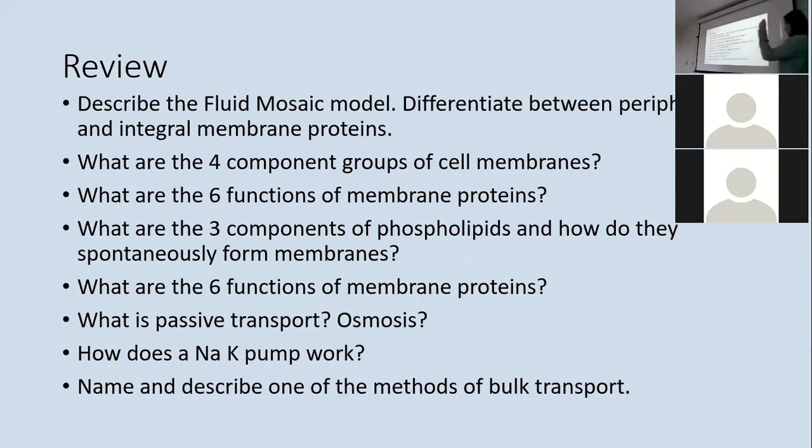Those name tag things hanging off the outside of a cell. So we have these four component groups that are all working together to build up these cell membranes. And then we talked about six functions of membrane proteins. What are some things that these membrane proteins are doing?